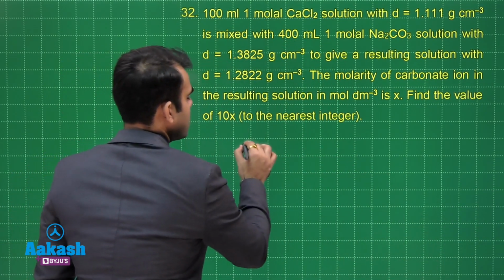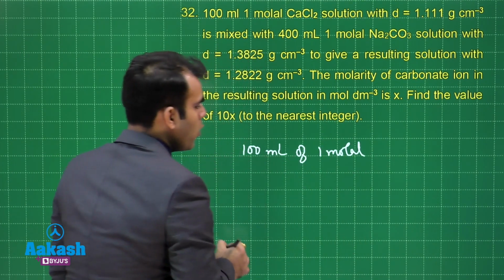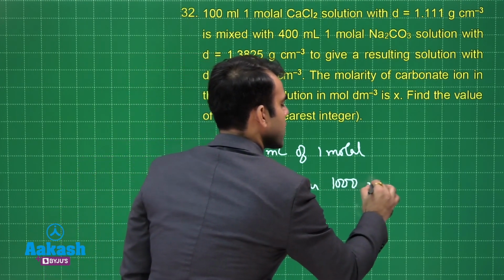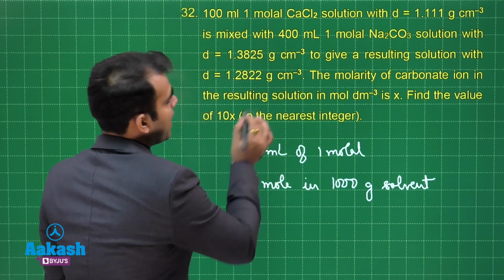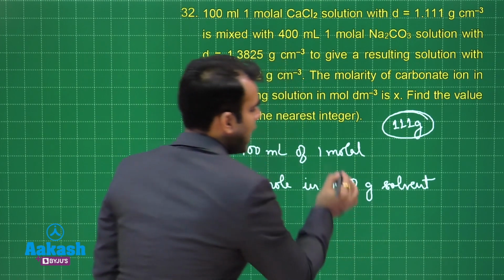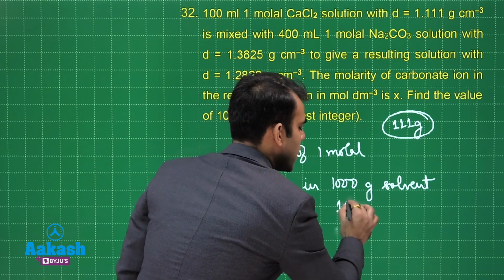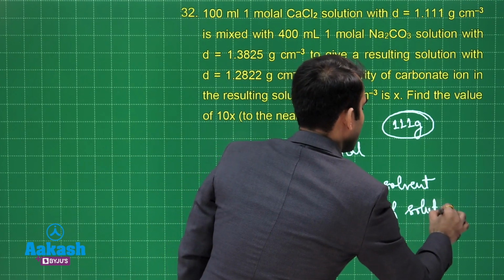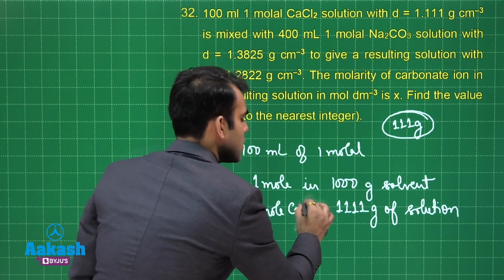So here I am having 100 ml of 1 molal. Now 1 molal means I am having 1 mole in 1000 grams solvent. Also I can say that 1 mole of calcium chloride weighs 111 grams. And if I add this to the mass of solvent, I will get the mass of solution, and this comes out as 1111 gram of solution, and in this 1111 gram I am having 1 mole calcium chloride.